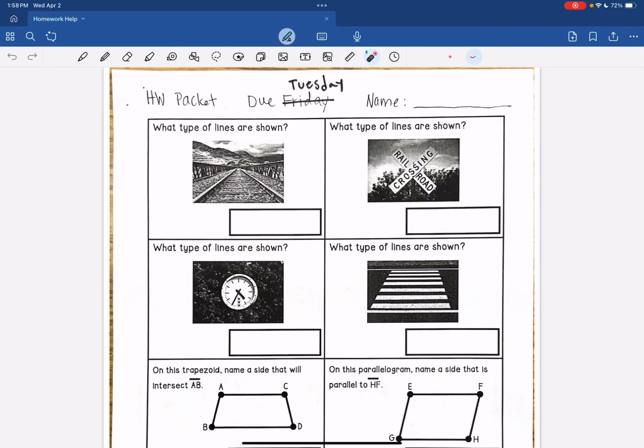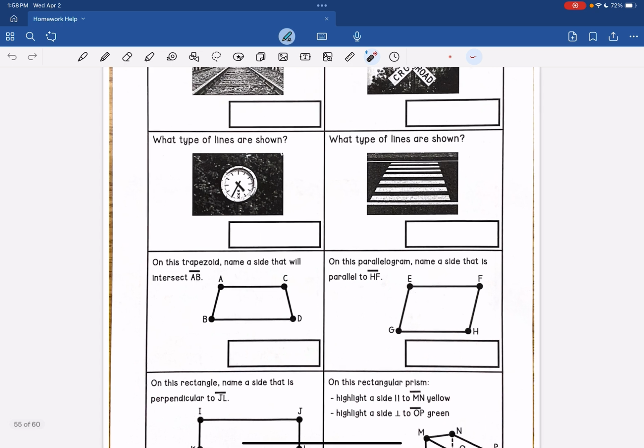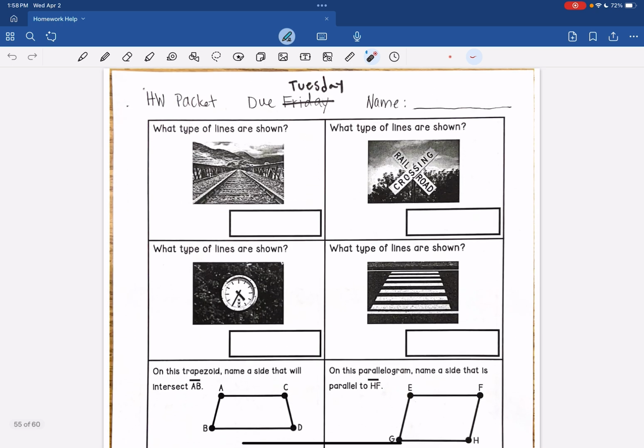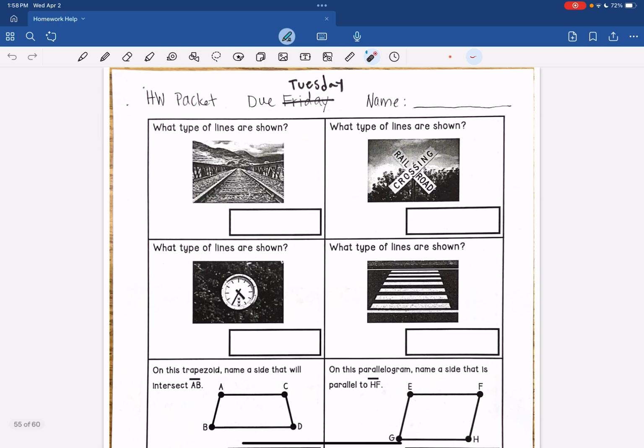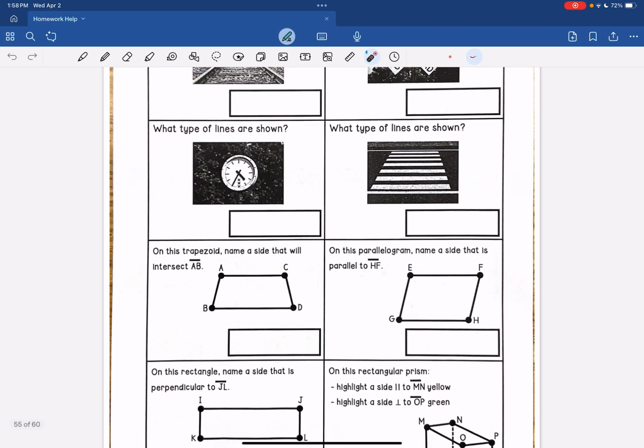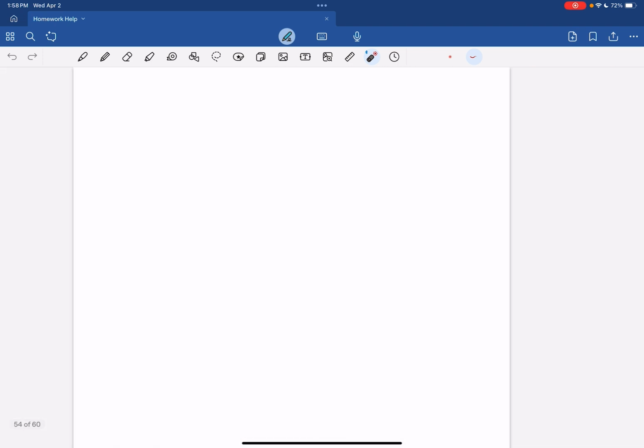Welcome back. For today's video, we're going to be looking at parallel and perpendicular lines, and we're going to be answering some questions that relate to parallel and perpendicular lines. Okay, just a real quick recap. Jump back a page here and have a blank page to work on.